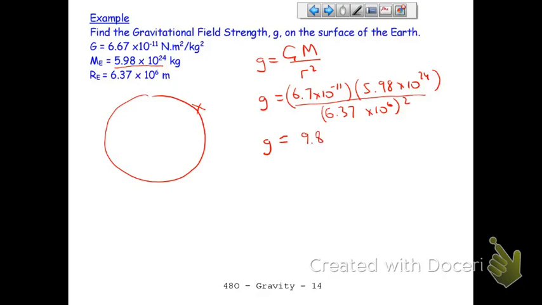So just check that over. 9.8, and it's going to be newtons per kilogram. Let's just have a quick look. 6 squared is a 12, that goes to minus 23, there's a 24. It's coming out, it's about right. So check it when you get home. That's the number we learned, we learned that as 9.8, and that's where that comes from.